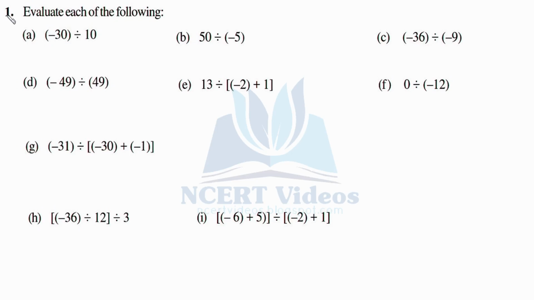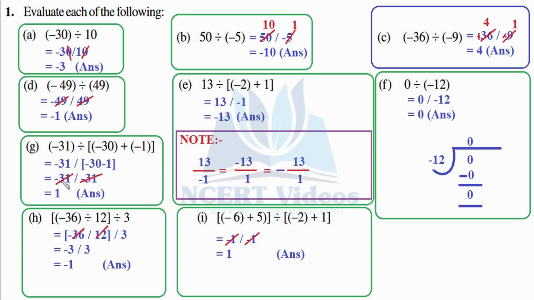Question 1. Evaluate each of the following. These are the questions which we have to evaluate, that is, we have to simplify them and find the final answer. A part is minus 30 divided by 10. This division can also be written as minus 30 over 10. The zeros get cancelled out, and you're left with minus 3. Therefore it is your answer.